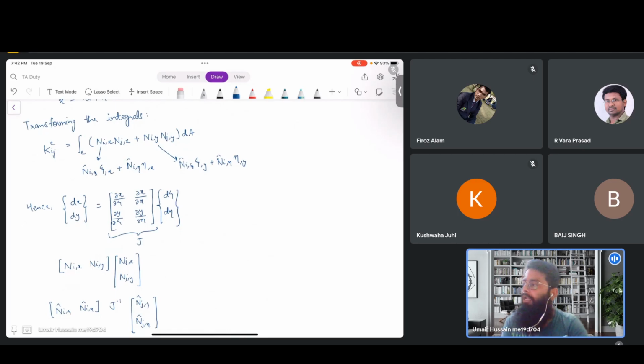So earlier the Jacobian used to be just dou x by dou zeta. Sorry, dou zeta by dou x, I guess. Yeah, but yeah, sorry, dou x by dou zeta. So now since it's 2D, instead of a single value, there will be a matrix of four different values involved.